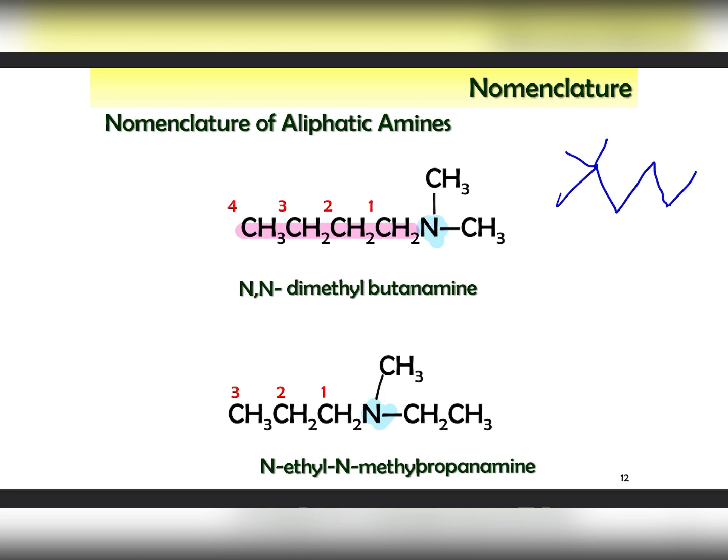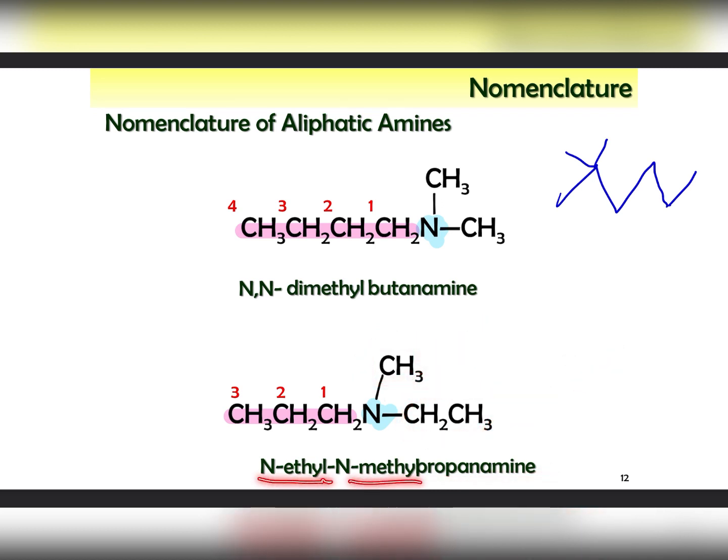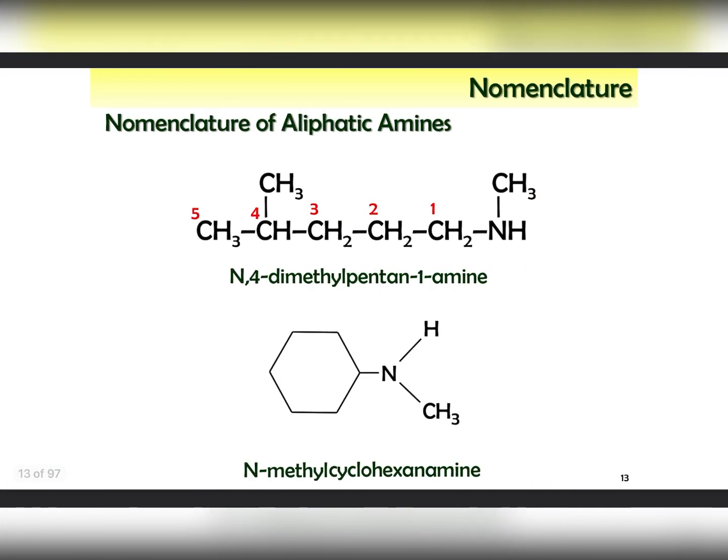The longest chain is this one, 1, 2, 3 carbons, and the rest, this one will be methyl, and this one will be an ethyl substituent. When we write the nomenclature for this amine, the parent name will be propanamine, and you have methyl and ethyl. Which one comes first? E first in alphabetical order, then M. That is why the name is N-ethyl-N-methylpropanamine. Right, next let's have a look at this example.